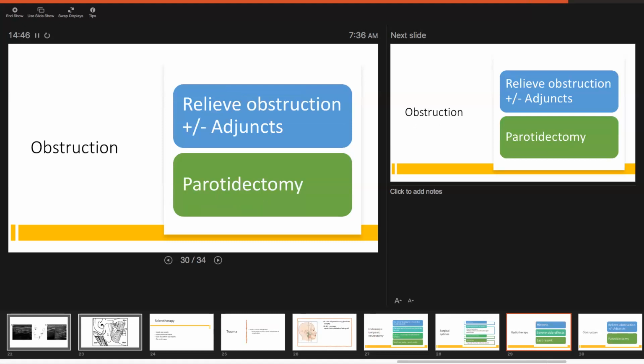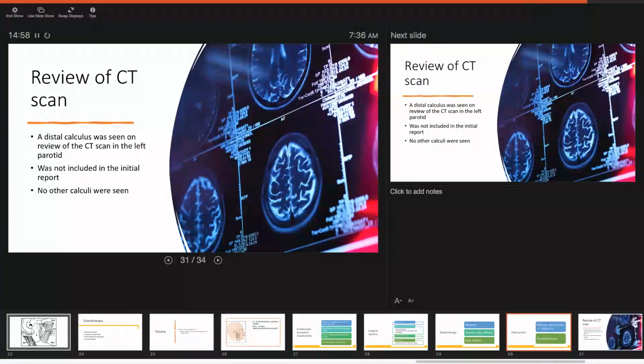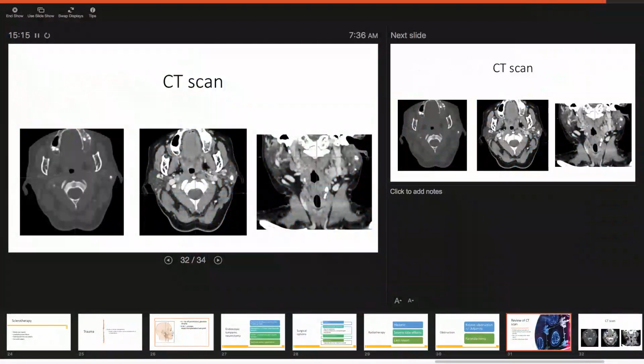If there's any obstruction, you can try to relieve the obstruction prior to using adjuncts, or you can do a primary parotidectomy for them. So when we reviewed this patient's CT scan preoperatively, we actually did see a distal calculus in the parotid, which we didn't appreciate before. It was not included in the initial report. We didn't see any other calculi.